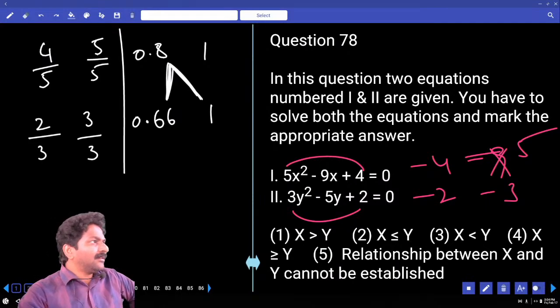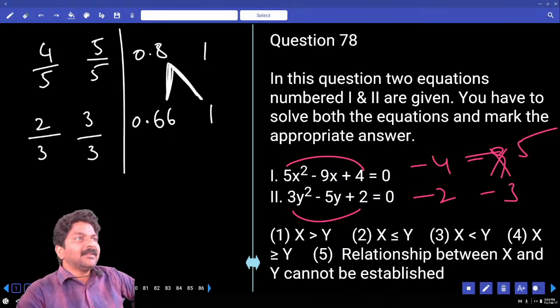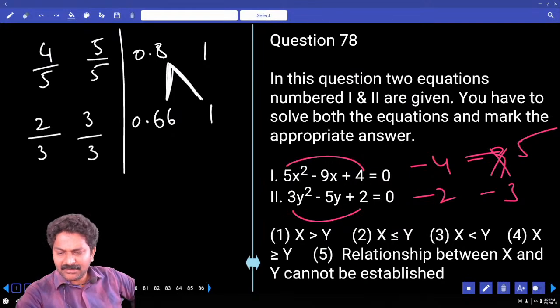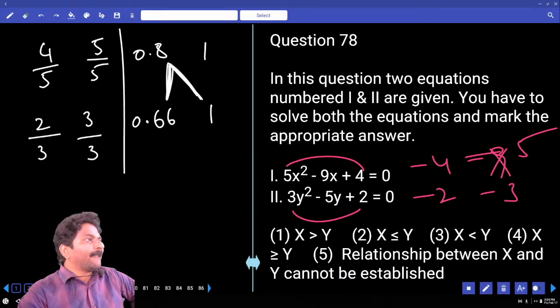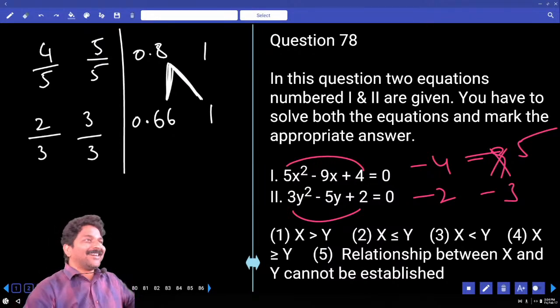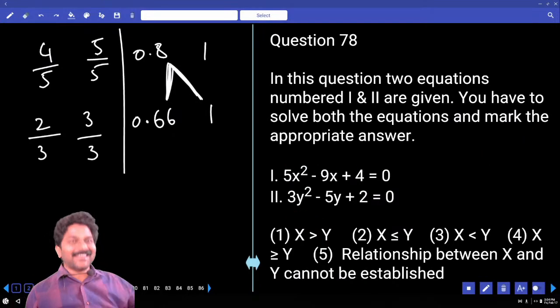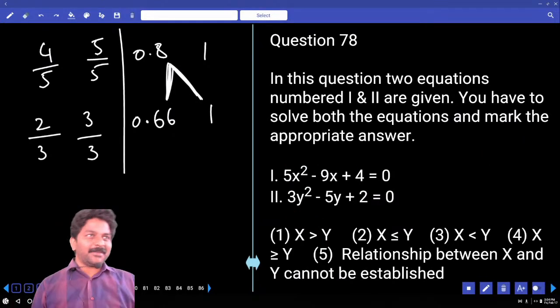Correct? Relation. By 3. No relation. Relation cannot be established.